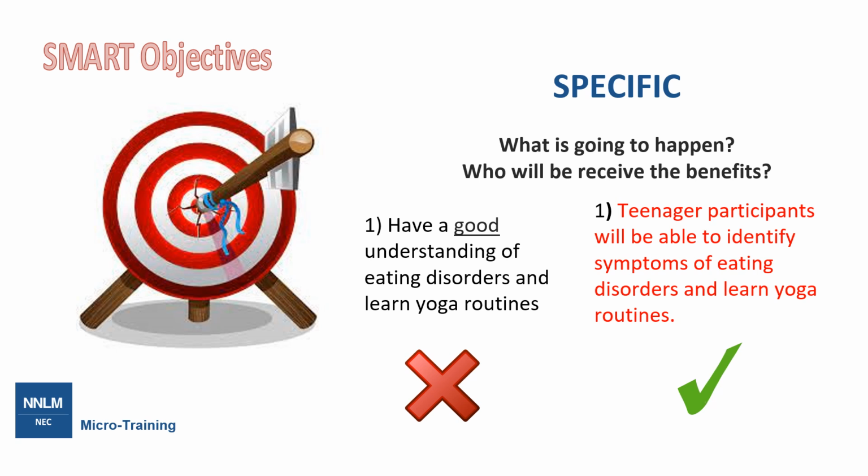Let's modify the objective to make it specific. Teenager participants will be able to identify symptoms of eating disorders and learn yoga routines. What is going to happen? Participants will be able to identify symptoms related to eating disorders and learn yoga routines. Who is going to be affected? Teenager attendees. So, we have incorporated the first component of the SMART approach. But at this point, the objective is still not SMART. Let's explore the second component.